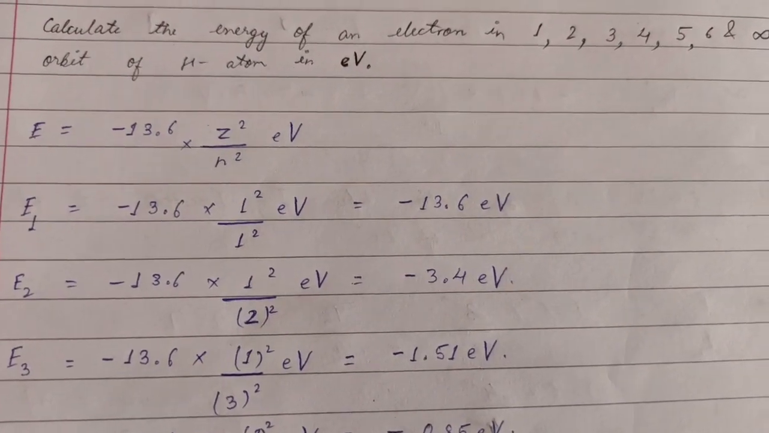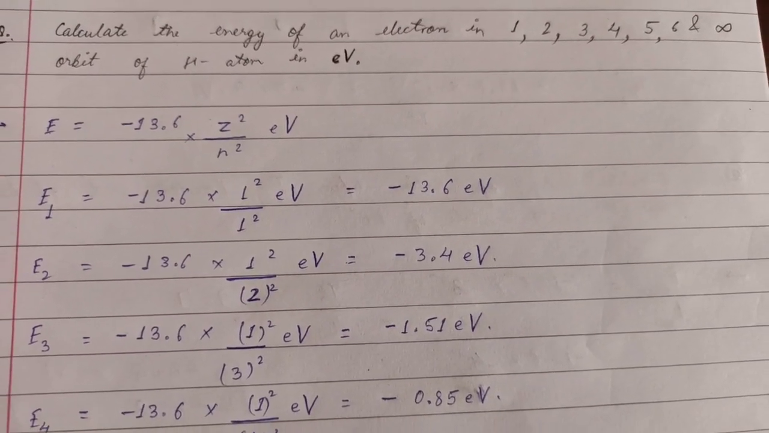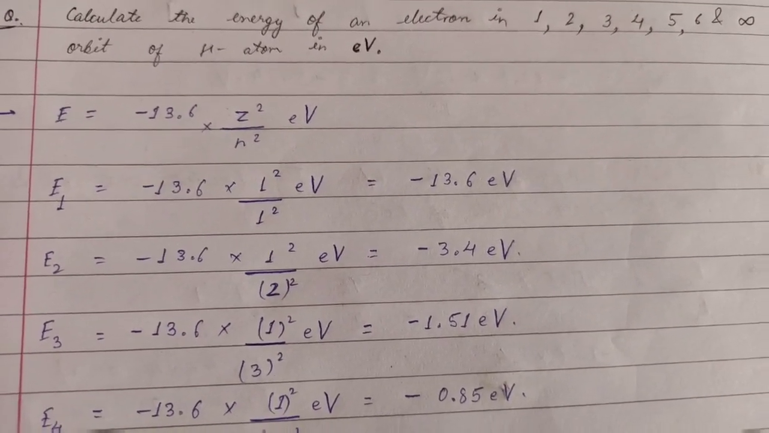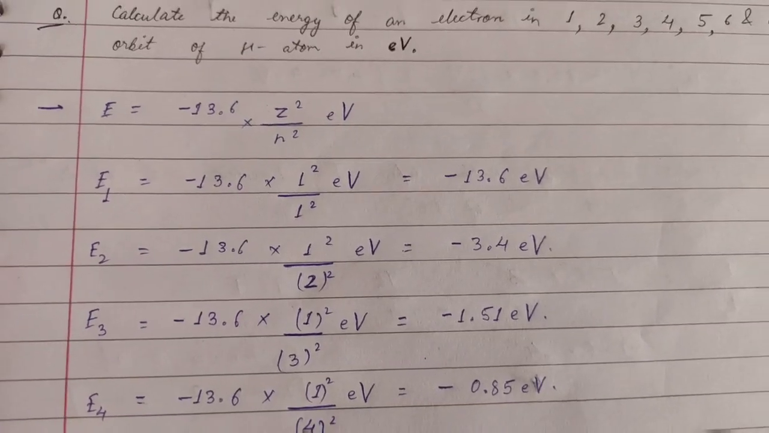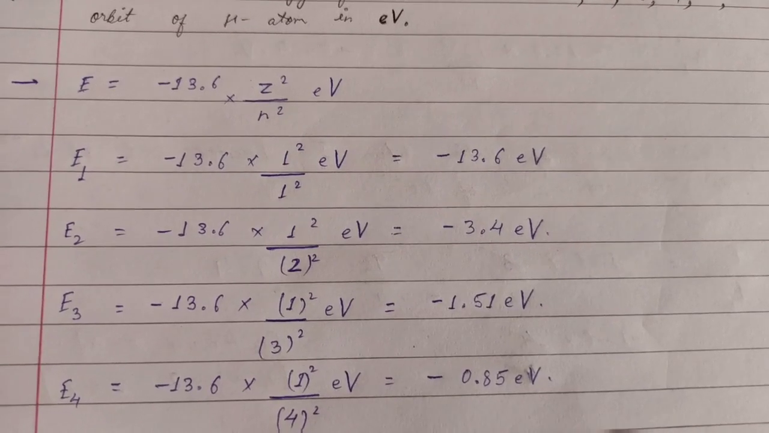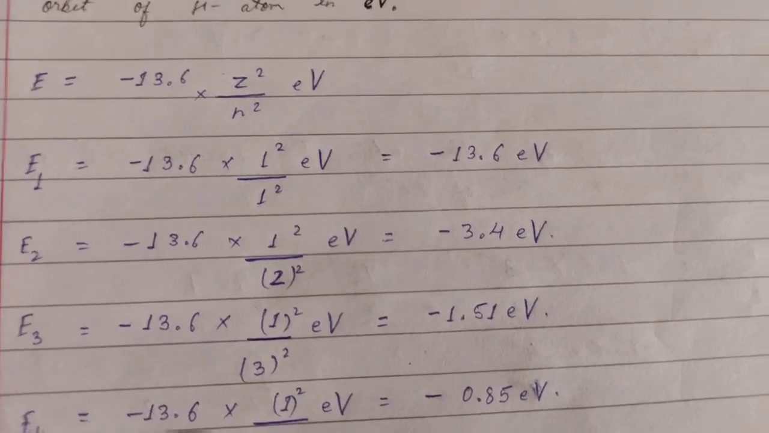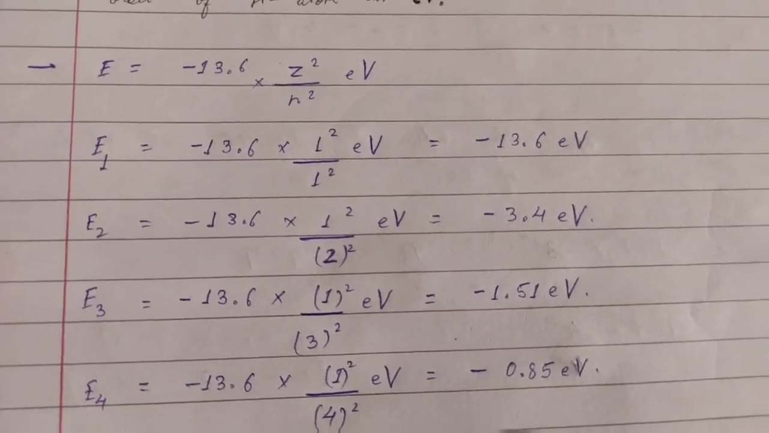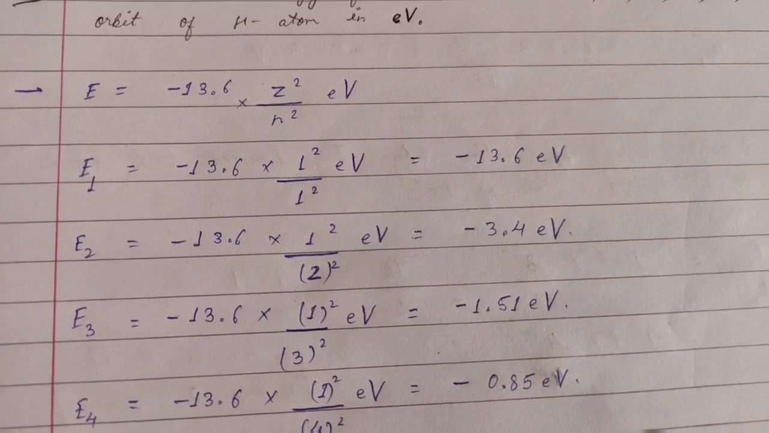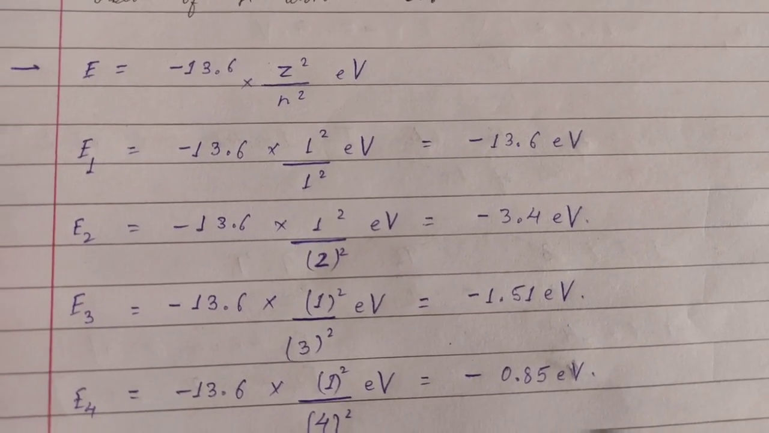Here we have to calculate the energy of an electron in the first, second, third, fourth, fifth, sixth and infinite orbit of a hydrogen atom in electron volt. Now we know the formula E equals minus 13.6 Z square upon n square electron volt. Z is always 1 in all these cases. For the first orbit, it becomes 1 square upon 1 square, so it will give us minus 13.6 electron volt.